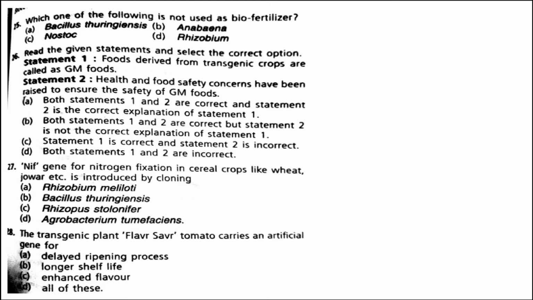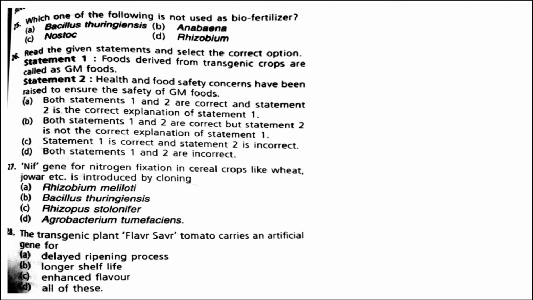Next, the nif gene for nitrogen fixation in cereal crops like wheat, jowar, etc. is introduced by cloning from A. Rhizobium meliloti, B. Bacillus thuringiensis, C. Rhizopus stolonifer, D. Agrobacterium tumefaciens. So here the answer will be option A, Rhizobium meliloti.